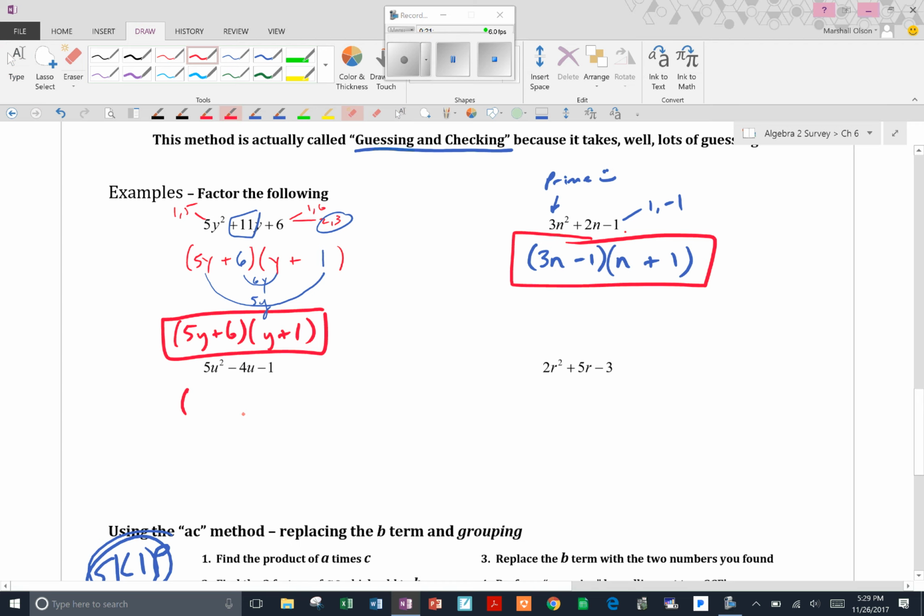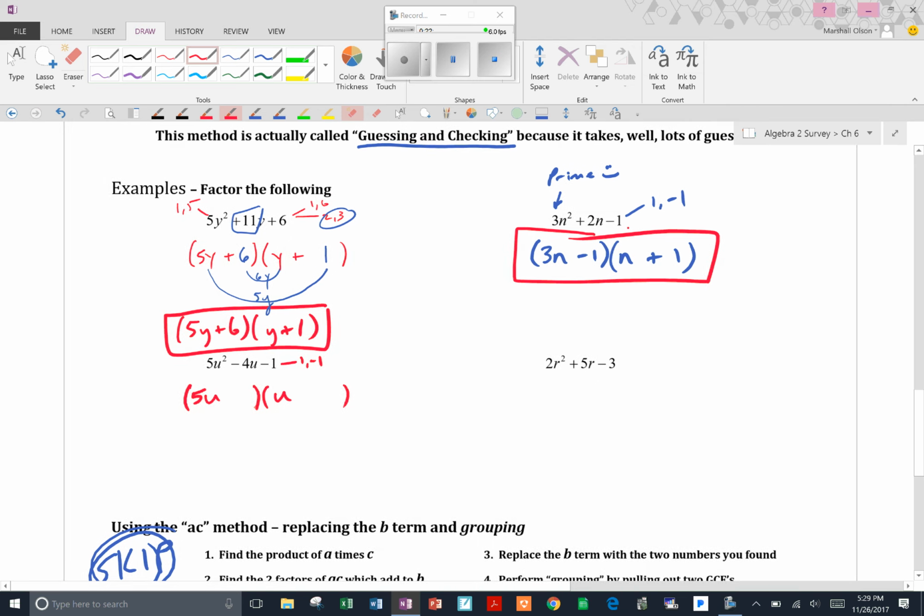All right, two more left here. Again, we've got some more prime numbers. This is pretty nice. There's nothing that we could put in the first two spots except for these two terms, a 5u and a u. Those are the only things that we can multiply together to give us 5u squared. The only things we can multiply together to give us negative 1 are a 1 and a negative 1.